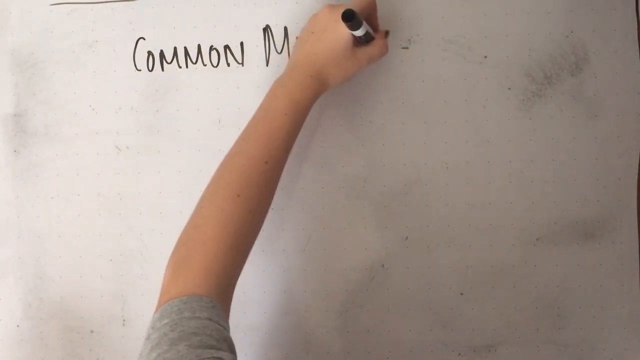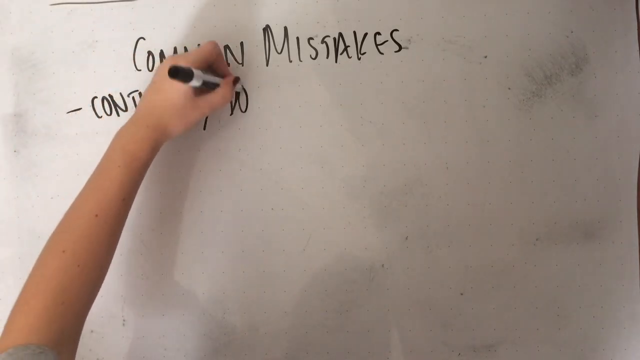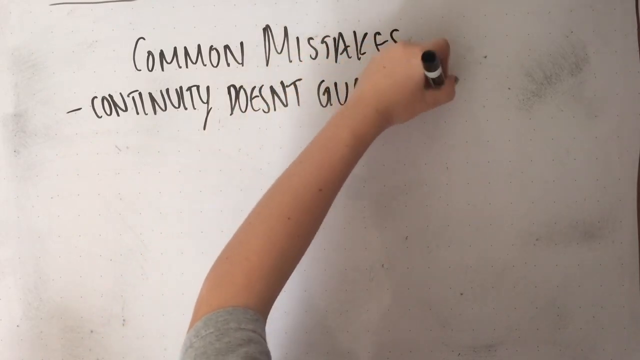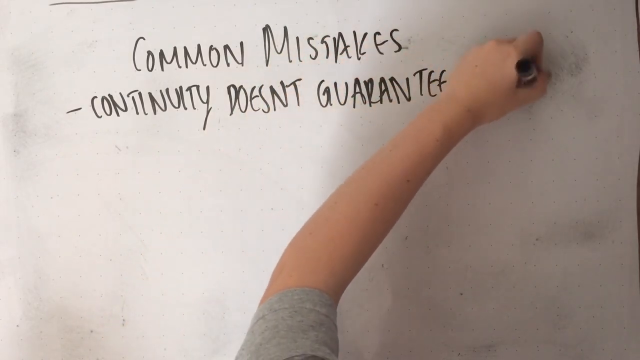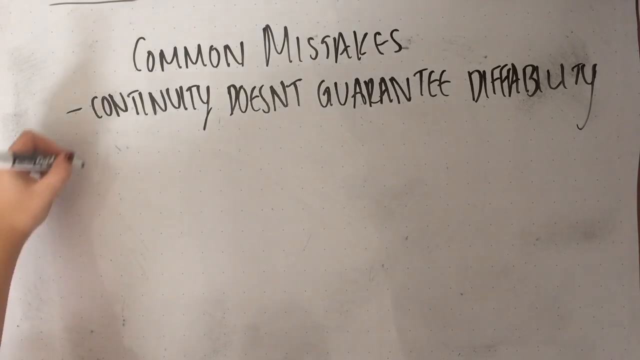Anyways, some common mistakes to look out for. The biggest one is thinking that continuity means it's differentiable. It does not guarantee differentiability. If something's not continuous, you know it's not differentiable, but if you know something's continuous, it doesn't have to be differentiable. That's why the absolute value graphs confuse so many people.